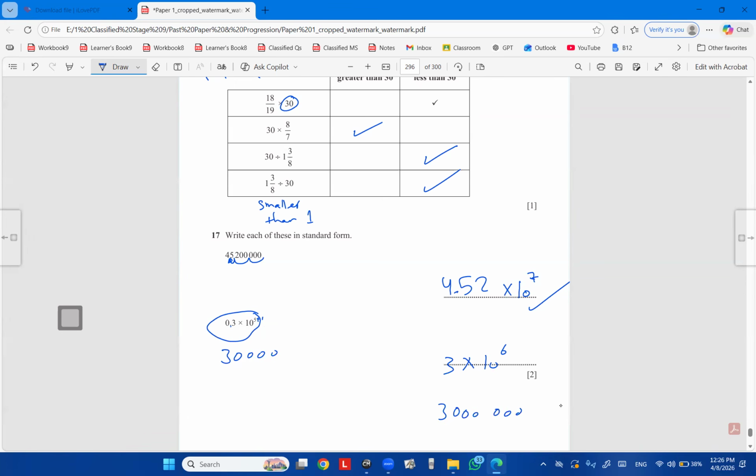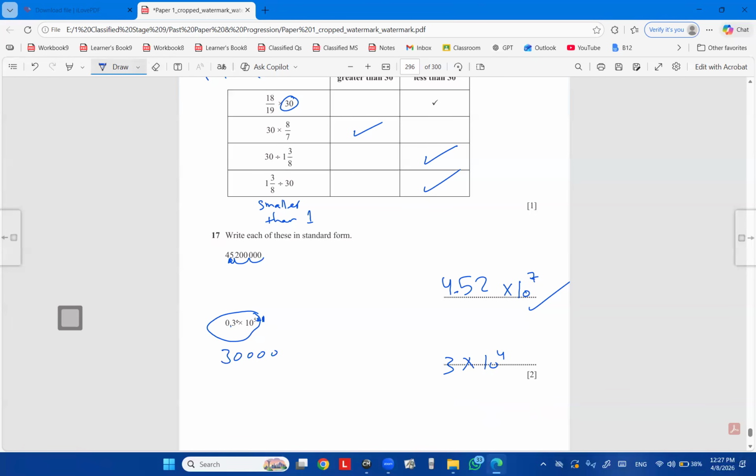Oh, I made a mistake. Definitely, this is not the same as this. So just to be sure, if you move the decimal point to the right to make it a standard form, you minus one from the index. So 5 minus 1 is going to give you a 4. So this is actually a 4. This is 10 to the power of 4.